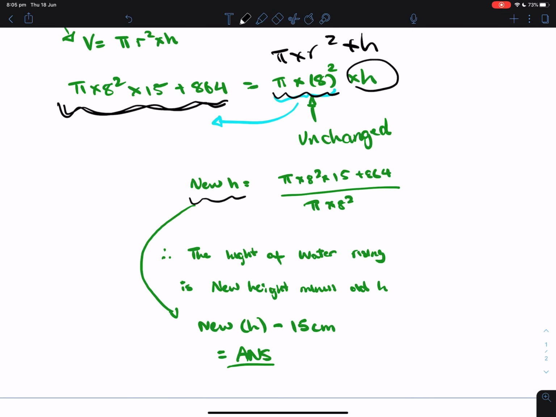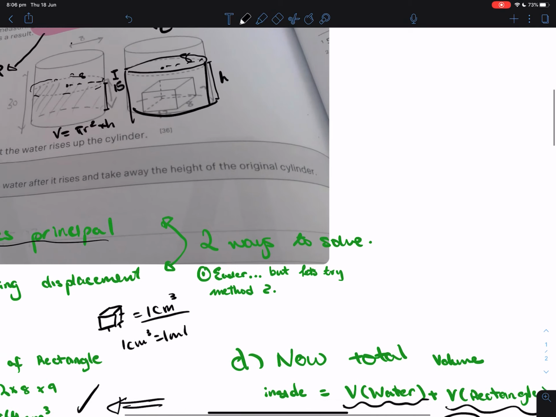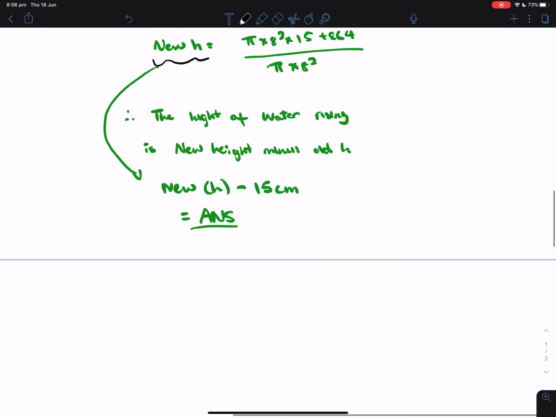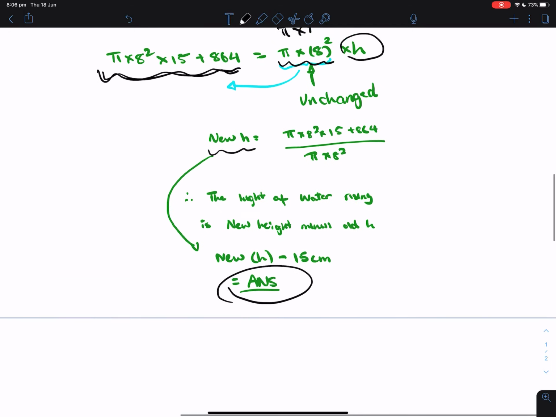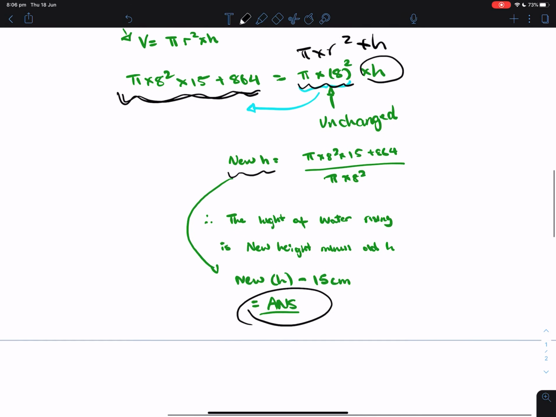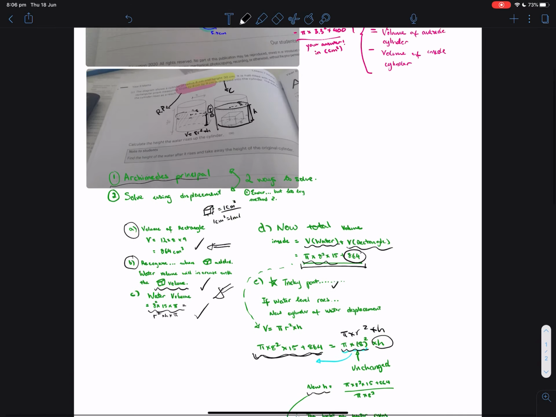Now remember, in the beginning we said the question asked for the difference, or how high the water level rises. So we want to find the new height subtracted by the old height, which was 15, and you get the difference in height. The height of the water rising is equal to the new height minus the old height, and that would be your answer. I didn't solve this because I don't have a calculator handy, sorry. But that would be your answer. And remember, try to put it into 2 decimal points.